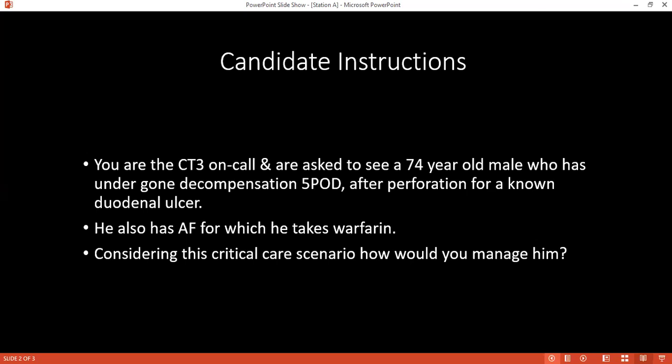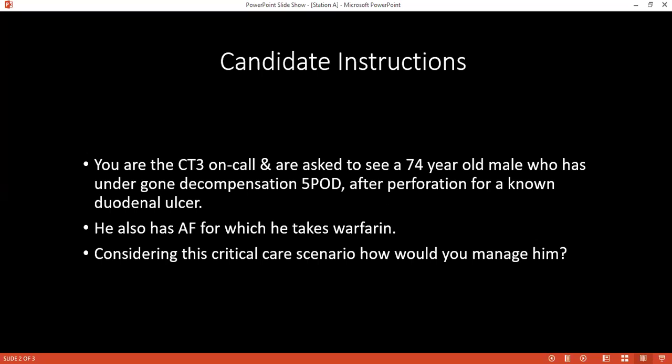Which of the SIRS factors are positive in this particular patient? SIRS is systemic inflammatory response syndrome. Here there's nothing mentioned about the vitals, so we have to look for blood pressure, respiratory rate, and pulse. We have certain criteria mentioned: it's an elderly patient and post-op.